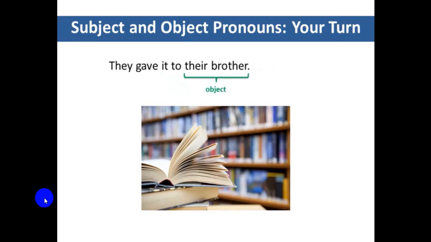Their brother also comes after the verb and is an object. There is only one brother, so the pronoun is singular. Because brother is male, we replace their brother with him. So, remember to check your writing for correct subject and object pronouns.